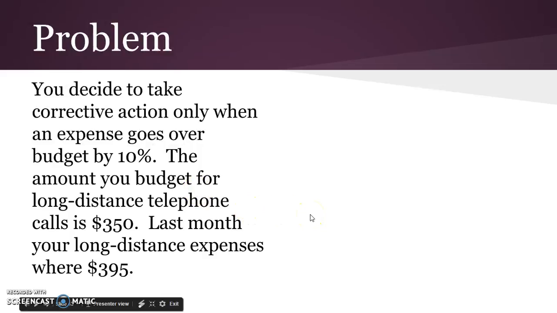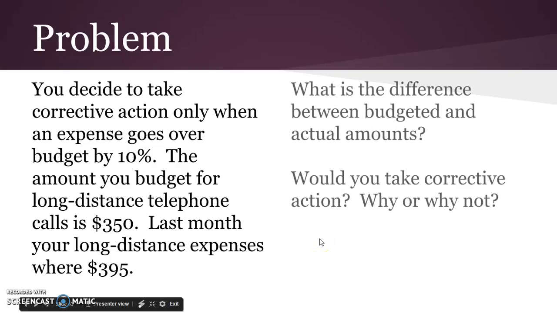All right, let's take a look at this problem. Let's just say, for example, you decide to take corrective action only when an expense goes over budget by 10%, which is a pretty small amount. The amount you budget for long distance telephone calls is $350. Last month, your long distance expenses were $395. Okay, so here's the problem. How are we going to address it?